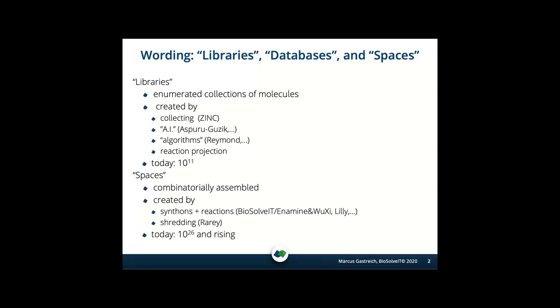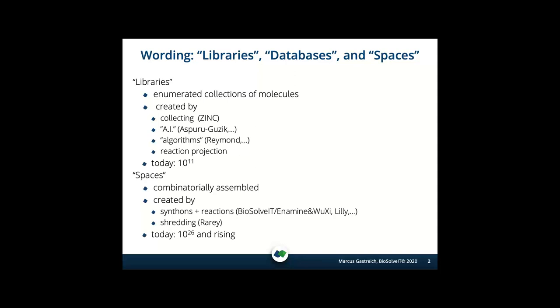For example, if you have a huge SD file and you process this in an enumerated way, then that means that the computer sees every little molecule once at least. Be it on creation, be it on conformer generation, be it on docking, et cetera. So how do you collect these, or how do you create these?